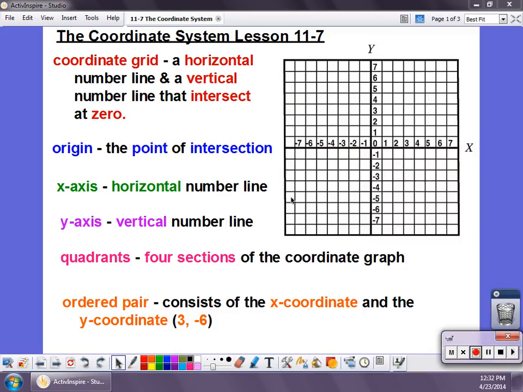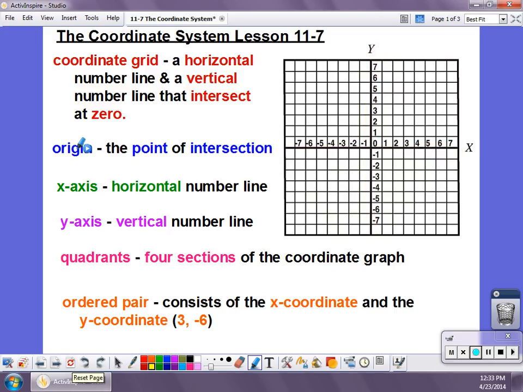A coordinate graph is a graph that's made with two number lines joined together. So you have a horizontal number line and a vertical number line. If you look at this, we've got our horizontal number line here and our vertical number line here, and they intersect together at 0. And these two number lines create what we call a coordinate grid or coordinate graph.